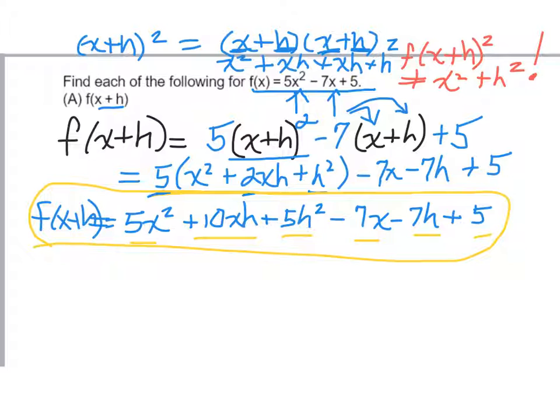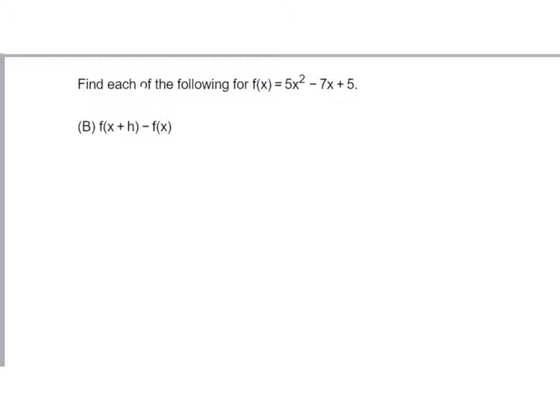Now our next step is going to be to remember what all of this was, because the next thing we're going to want to do is subtract the original function 5x squared minus 7x plus 5 from what we just got in that last step. So remember, what we got in the last step for x plus h was 5x squared plus 10x times h. I'm sorry, that was not a plus. Let me correct that before I mess up.